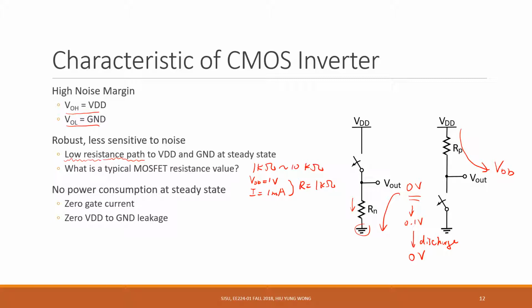Depends on the driving capability, right? But it won't be mega ohm. It won't be 10 ohm, right? This is the same for all technology nodes since maybe 20 years ago, okay?